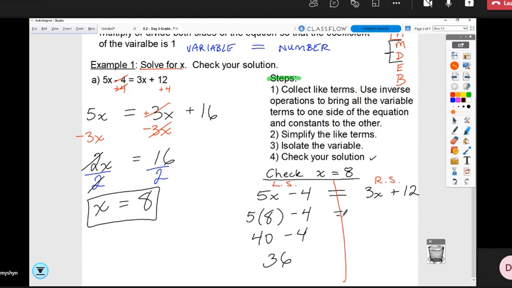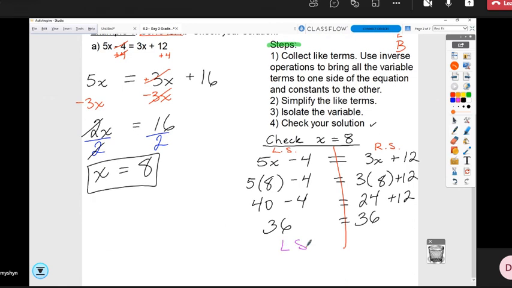So, equals 3x plus 12. 3 times 8, so we should get 24 plus 12. 24 plus 12 is 36, and we're so happy about that. A lot of people like to write this at the very bottom: LS equals RS. Give yourself a nice check mark. Say, yeah, I'm the best at equation solving.